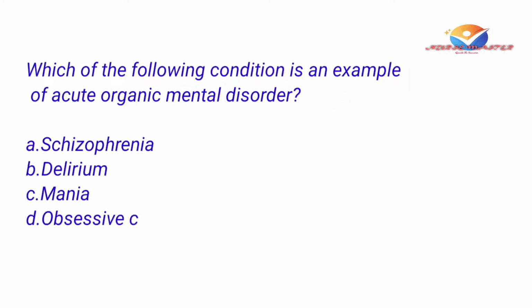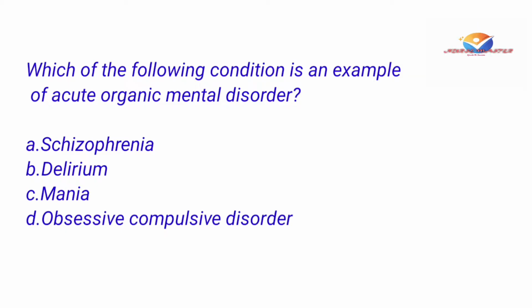Which of the following condition is an example of acute organic mental disorder? Option A, schizophrenia. Option B, delirium. Option C, mania. Option D, obsessive compulsive disorder. The correct answer is option B, delirium.